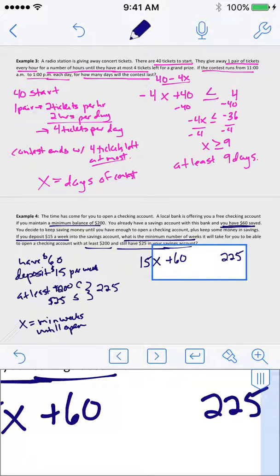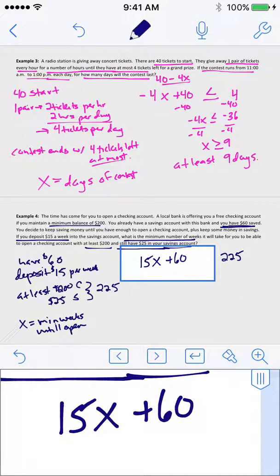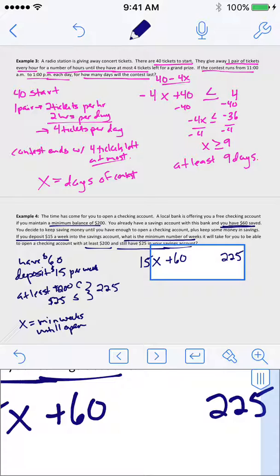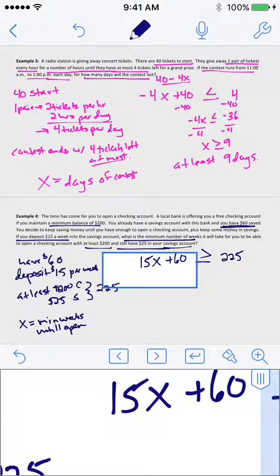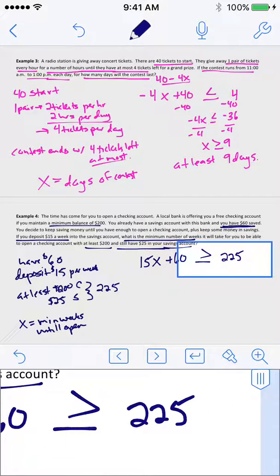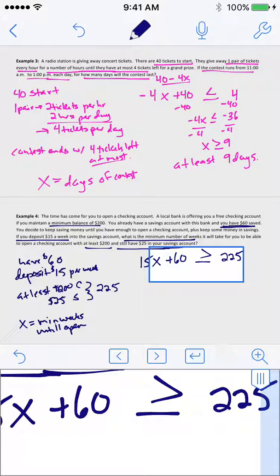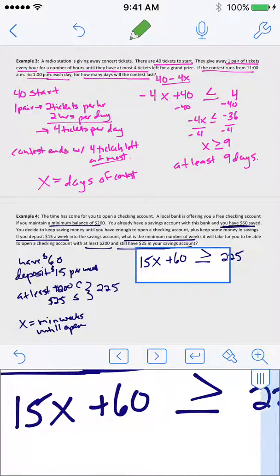Well, we need this number on the left to be at least 225. Well, at least means, could I have 224? Nope, that's not at least. So not less than. Could I have 225? Yeah, I can have 225, so equal to. Can I have 226? Yes, I can. So greater than or equal to. So this number on the left has to be greater than or equal to this number on the right. Alrighty, let's go ahead and solve that.